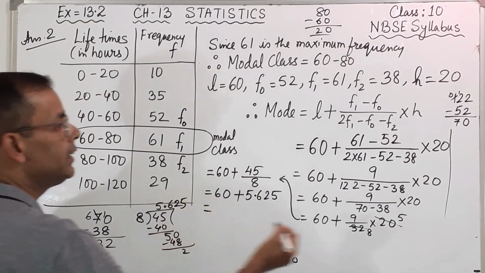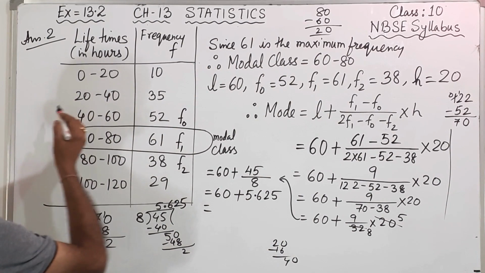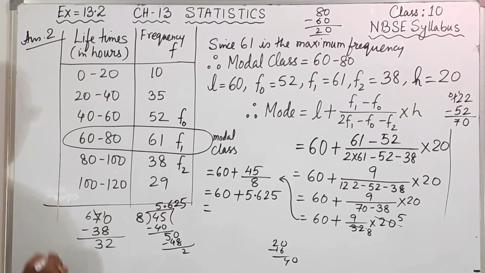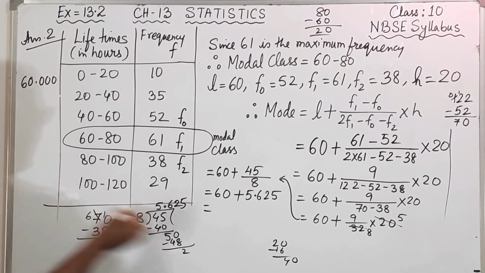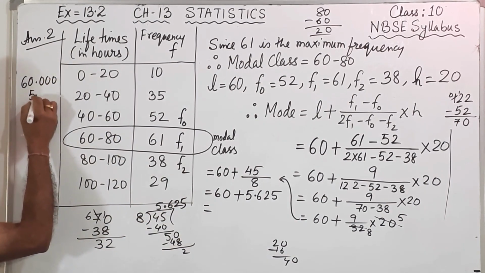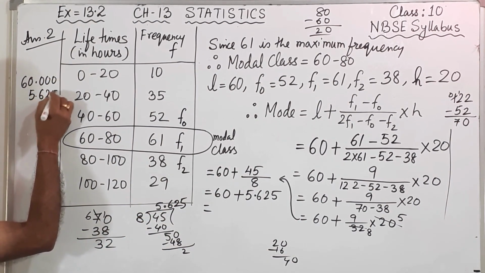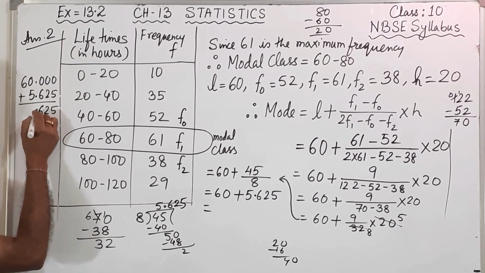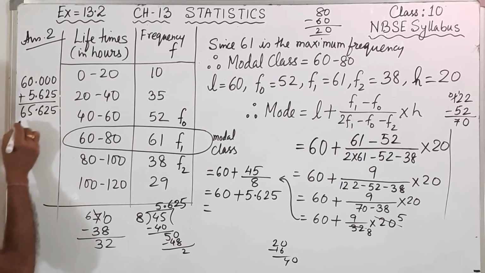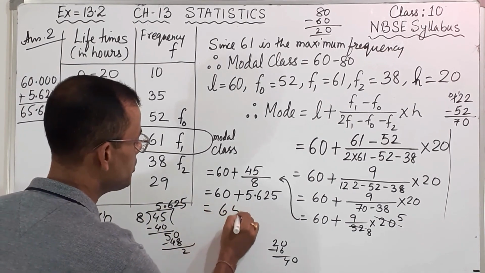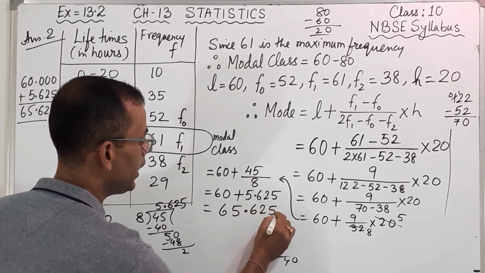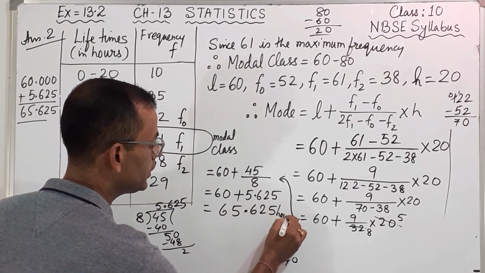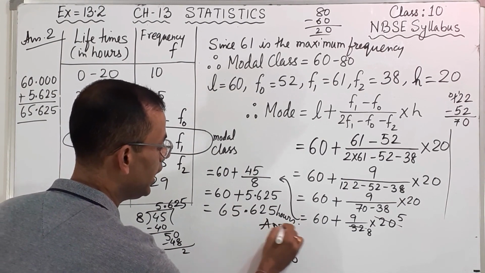Now we will add this one. So when we add, how will we add? Let me do it here. 60 means 60.000. And that one is 5.625. When you are adding, it will come as it is, and this will come 65. So what you get? 65.625. Got it? And this will be hours. And this is the answer.